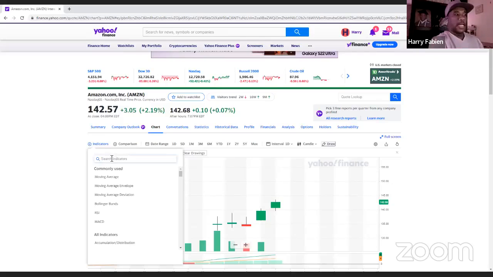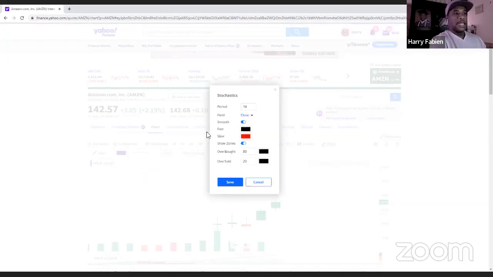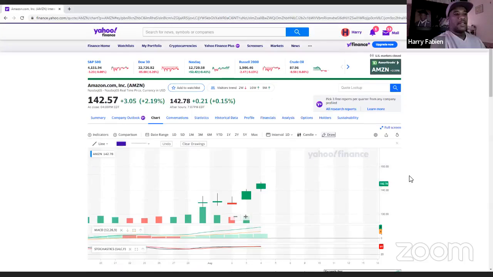Now, if I want to put stochastic, you go again there, indicators. You can do your practice, guys. And you type stochastic. See, it's down there, the last one. And this one is this one. Put it down. You can leave that color. You don't have to change it if you don't want to. You just click save.